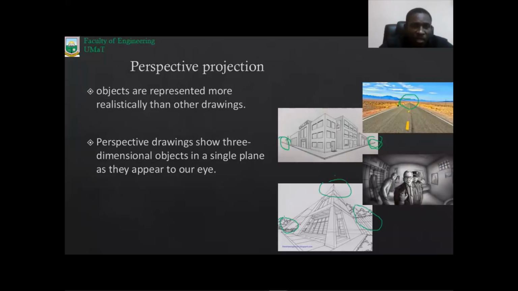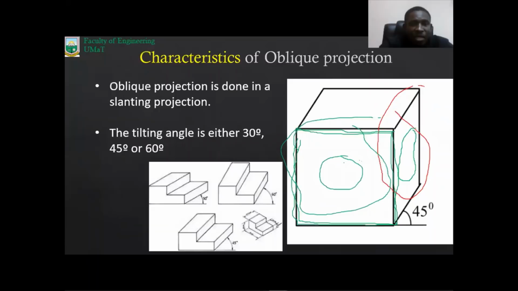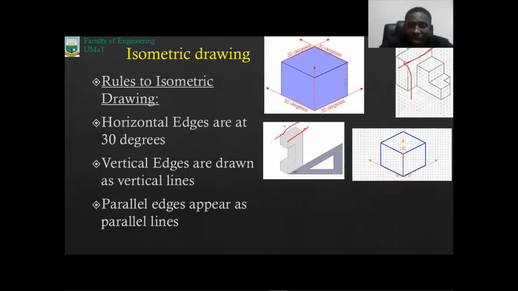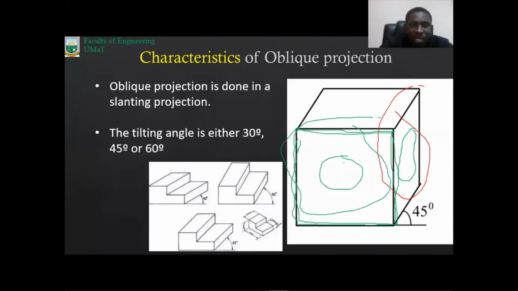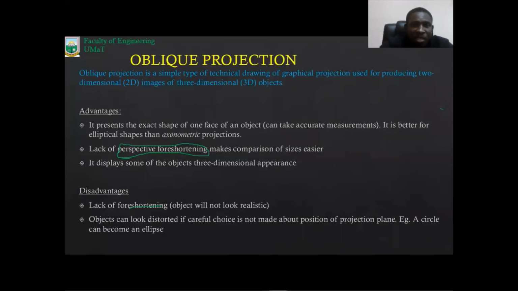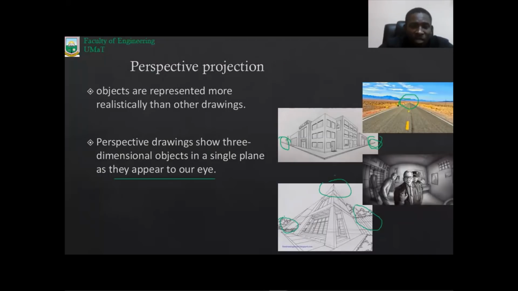Perspective drawings show three-dimensional objects in a single plane as they appear to the eyes. Up until now, all that we have looked at in isometric drawings, oblique drawings, and perspective drawings are all 2D images. They are 2D impressions of something that is actually 3D. Take note of that.